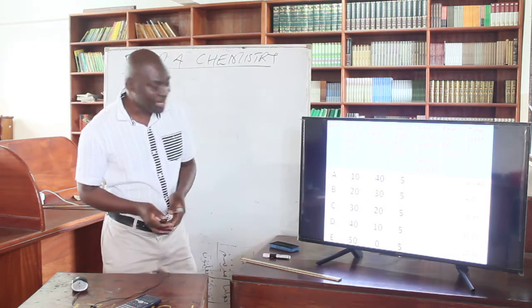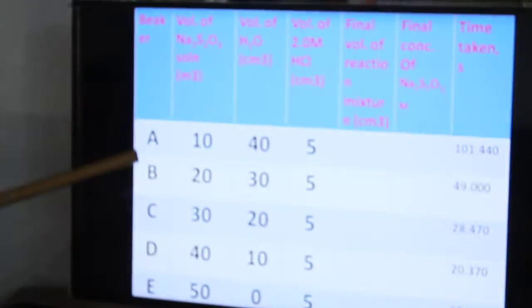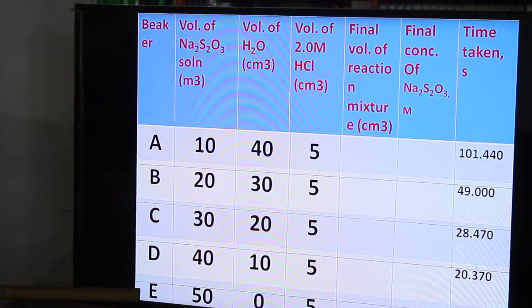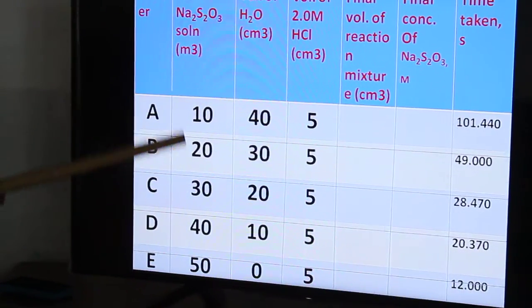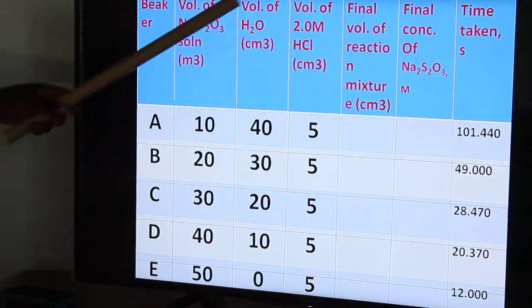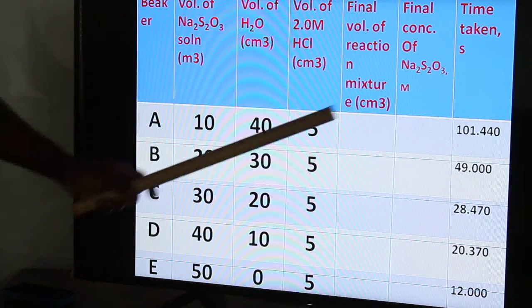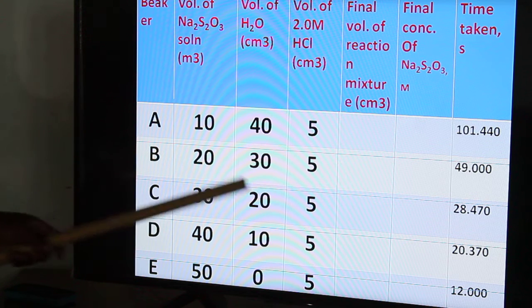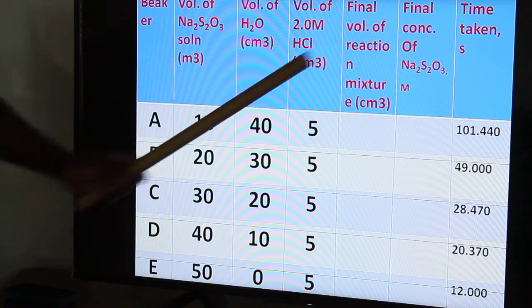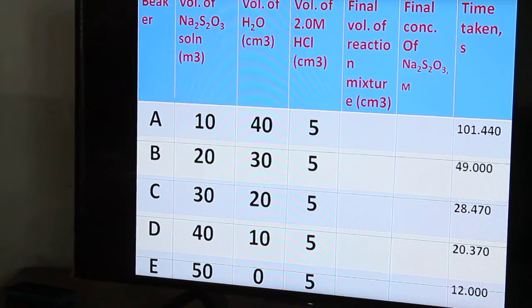Now, last time we did an experiment and we came up with a table. In this table we have the beakers, beaker A up to E, the volume of sodium thiosulfate, the volume of water added, and the constant volume of hydrochloric acid added. The fifth column is the total final volume of the reaction mixture. This table is going to be the basis of our discussion.